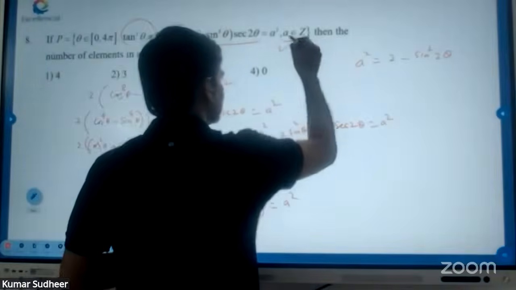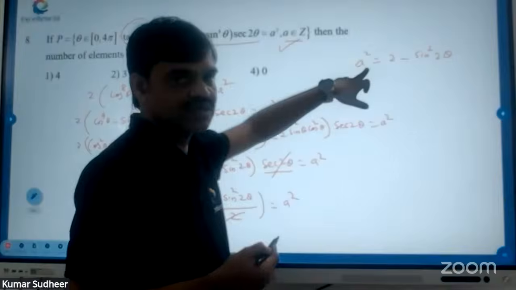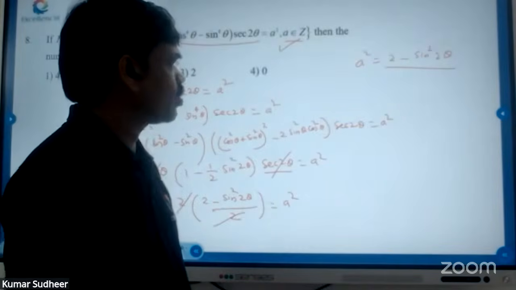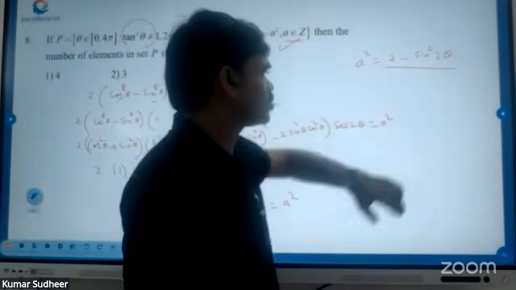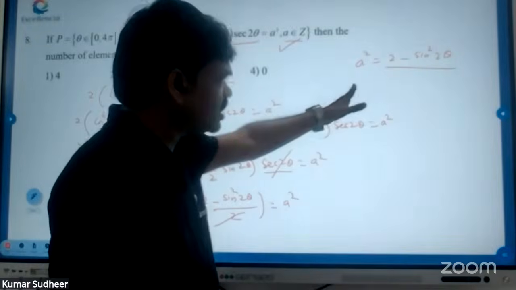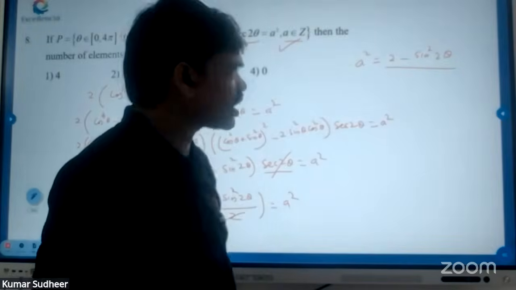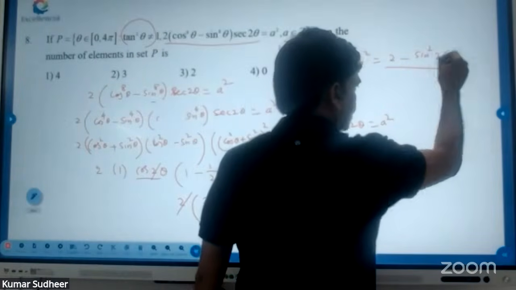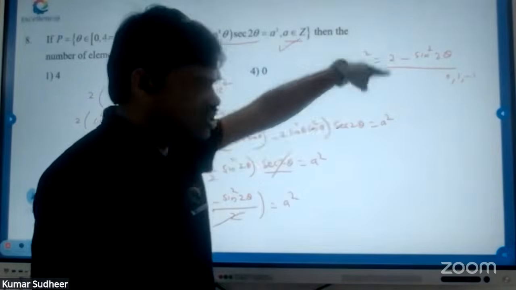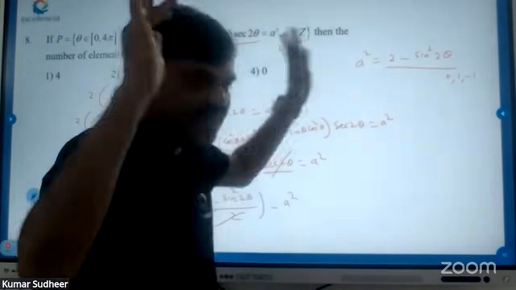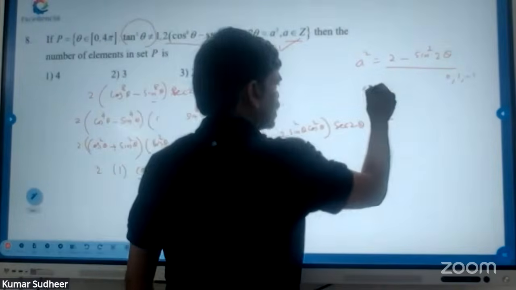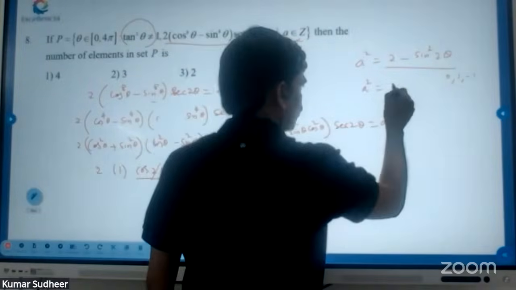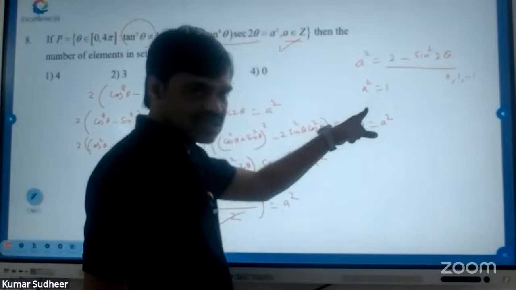And in the question it is given that a is an integer, so a squared is an integer. When will this be an integer so that this is satisfied? Sin squared 2 theta, since a squared is an integer, compulsorily this also should be an integer. What are the different possibilities? One is nothing but 0, another is that this value may be 1 or minus 1. When I substitute 0, a squared equals 2, and a cannot be an integer. So directly I am putting a squared equal to plus 1 or minus 1. For both cases, the value is nothing but 1, so this becomes an integer.